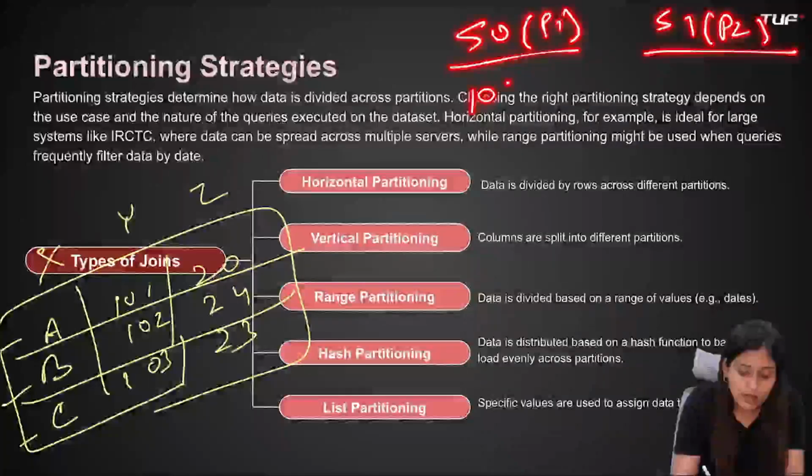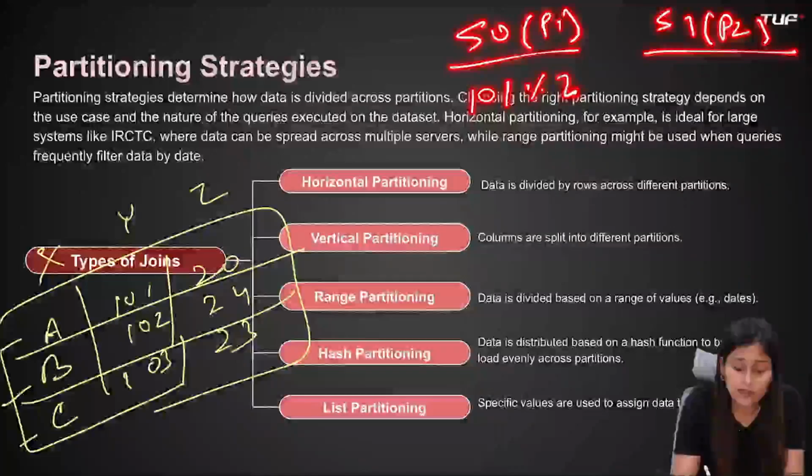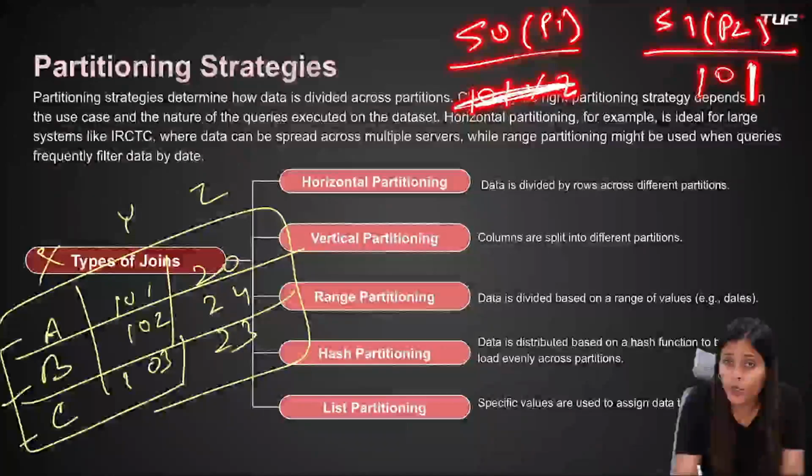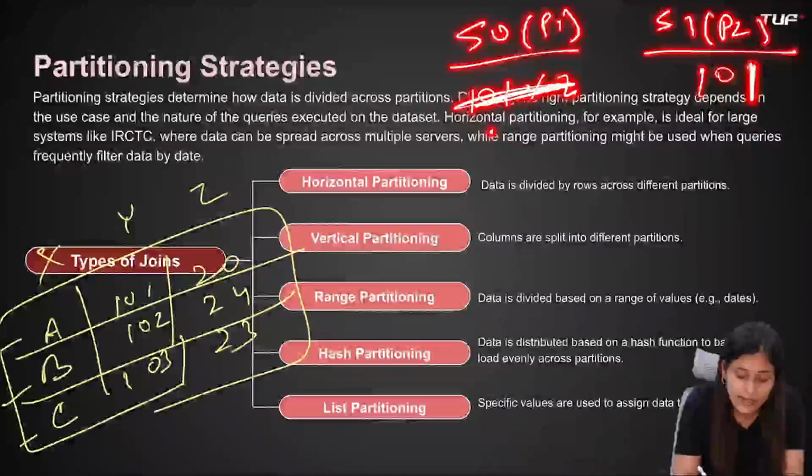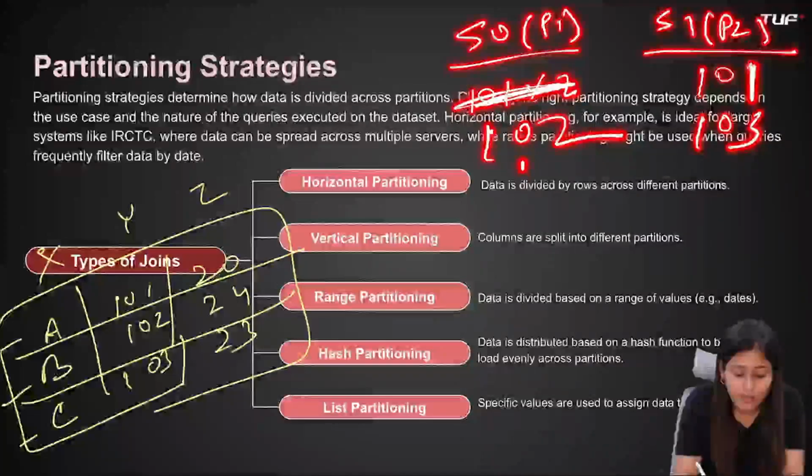So 101 modulo 2 will give the remainder 1, right? So hence it will go in partition 2. So 101 will come here. Again, 102 modulo 2 gives remainder 0, so it will come in server 0, which means partition 1. So 102. Again 103. Then if we have 104, otherwise 102, 101 and so on.